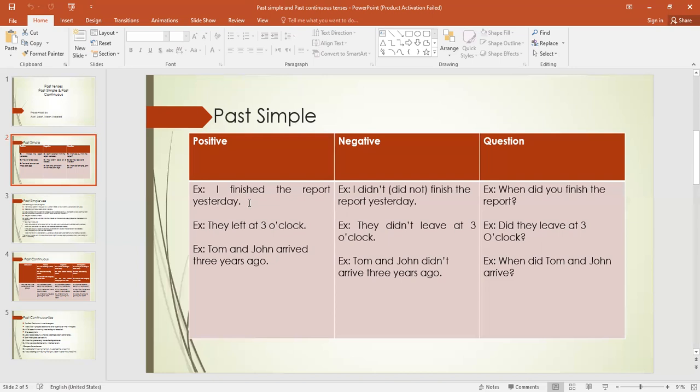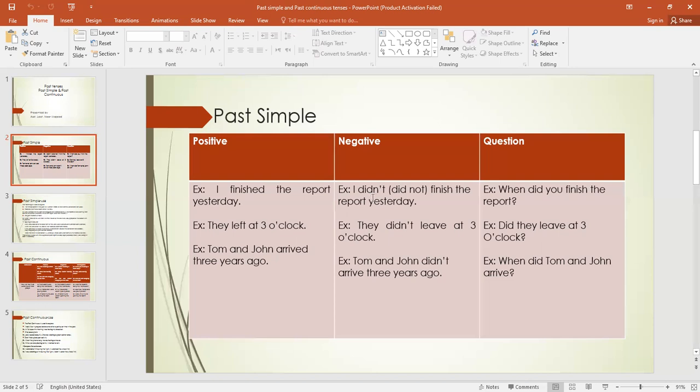Right? So, for example, I finished the report yesterday. In negative case, we can say I did not finish, or I didn't finish the report yesterday. So if we want to negate the sentence, we will depend on the auxiliary verb did. Okay, didn't.